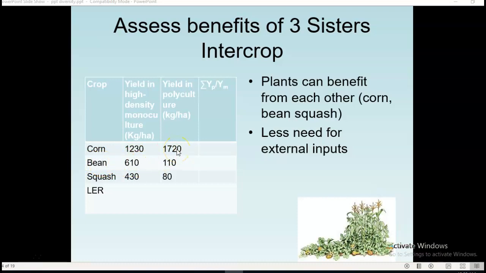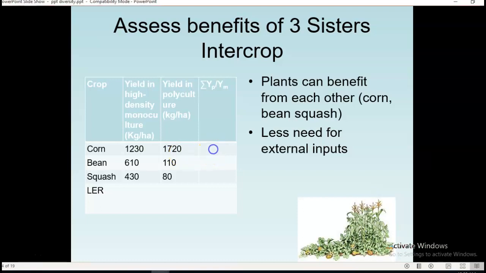I would encourage you to pause the video now and do the calculations yourself. You need to fill out this column here. Pause your video and complete the column because you need to calculate what the land equivalent ratio is. I'm telling you it's going to be above 1, but I want you to see how to do that. So I guess I'll pause a minute. But you pause your video and give yourself more time.